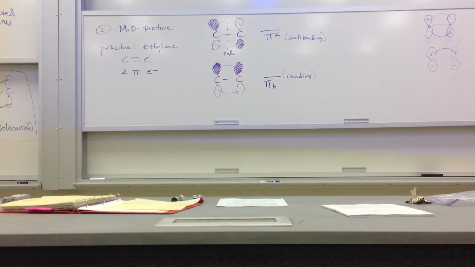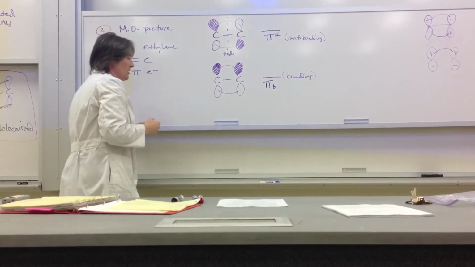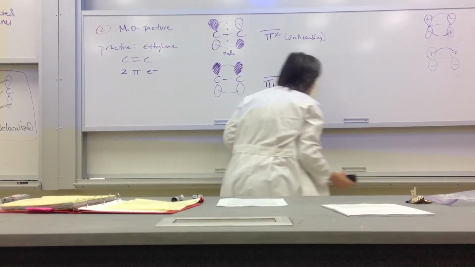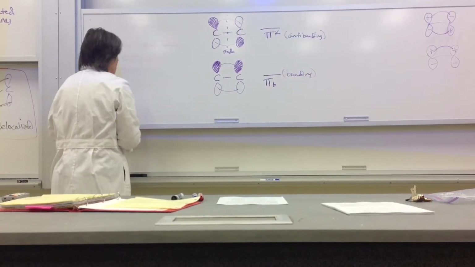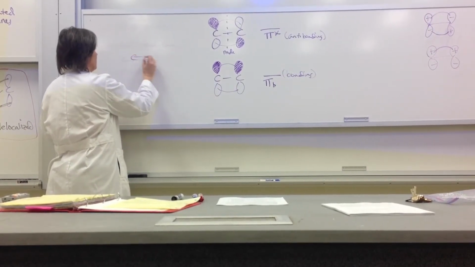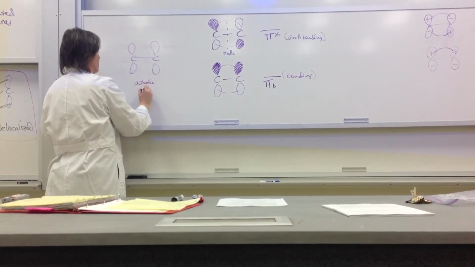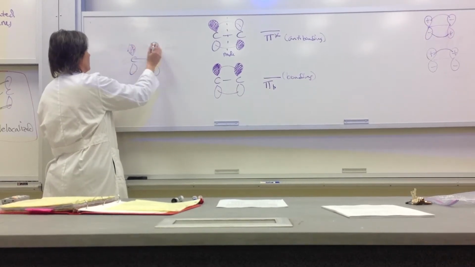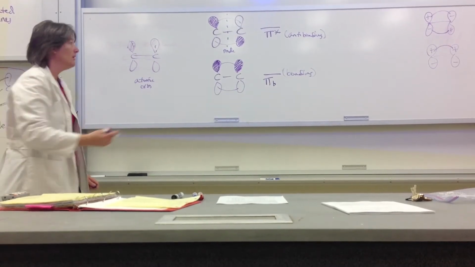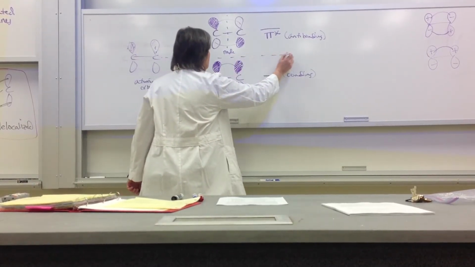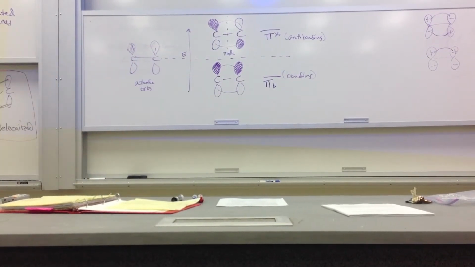Now, if I had just not overlapped these at all, and just left them the way they are, let's draw that in. Here's C, here's C. And I'm just going to leave them as atomic orbitals. Not overlapped at all. There they are. There's no overlap there. This has a certain energy, right? Energetically, it's my 0 point, where they aren't overlapped at all.